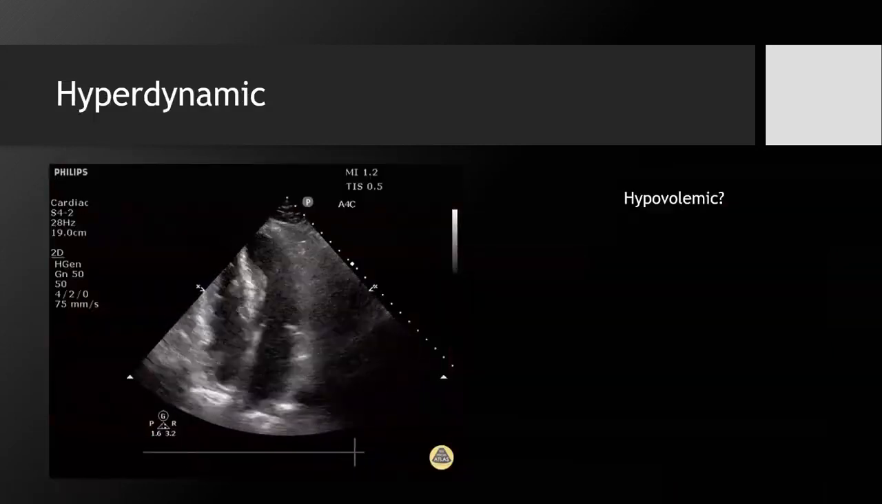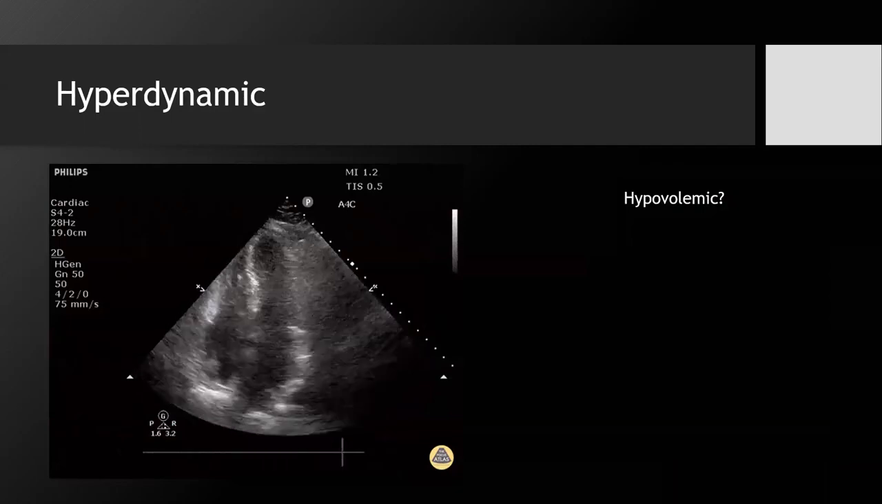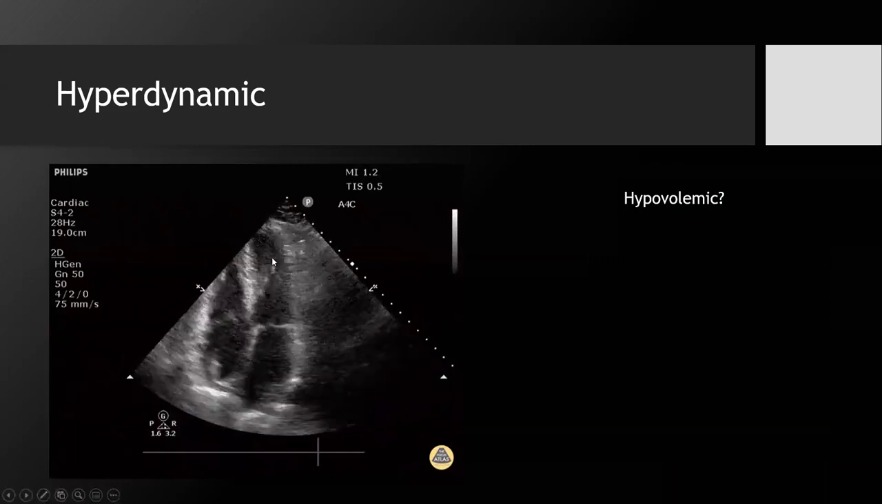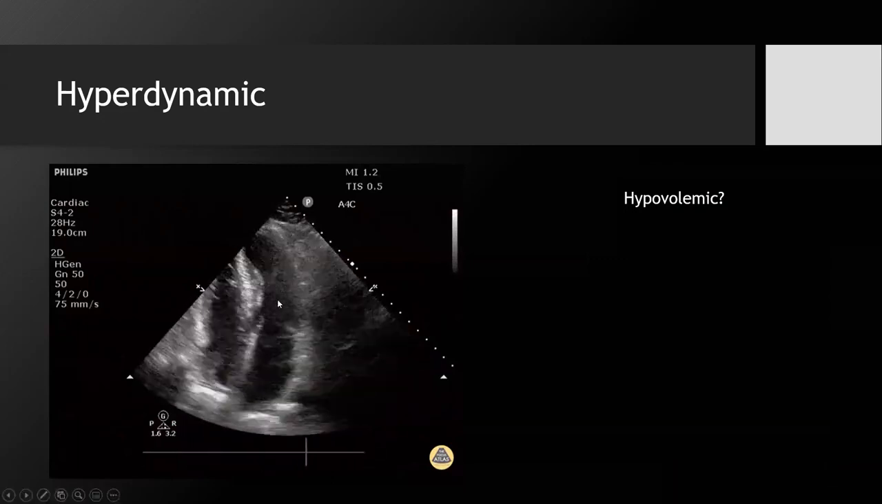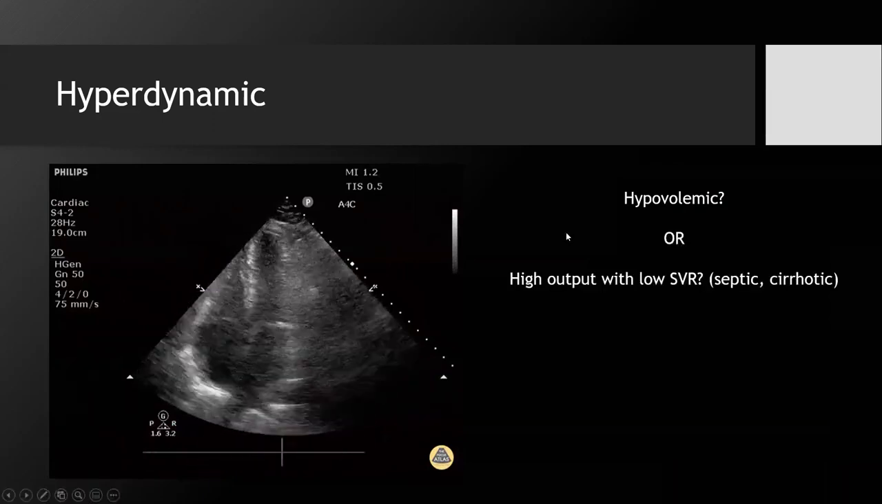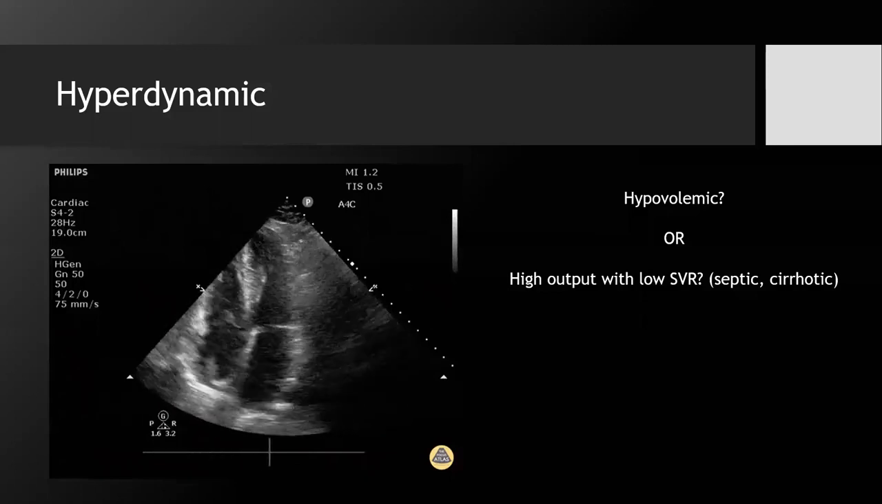Here's another, right? You might remember this clip from one of our first talks. This is a patient who's hyperdynamic. The ventricles don't seem to fill very much, and they have an EF of almost 100% as far as you can tell. So you might think that this patient is hypovolemic, or maybe they have a high output with very low SVR, and so they're hyperdynamic for that reason. Maybe they're septic or cirrhotic.